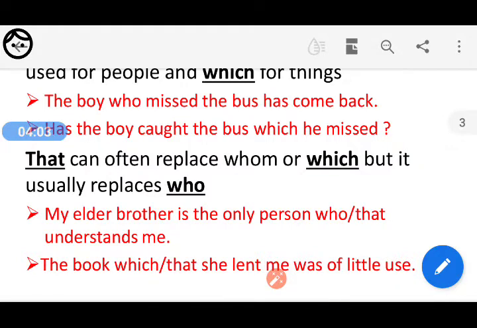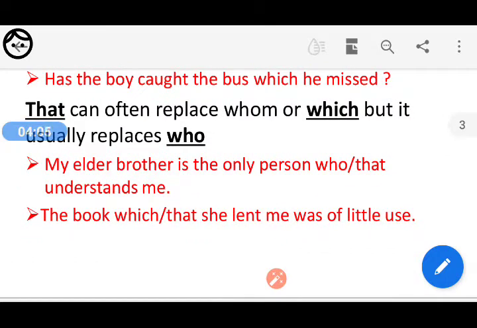Now you see the book which she lent me was of little use. The book that she lent me was of little use. The book which she lent me was of little use is correct. Also, the book that she lent me was of little use is also correct.